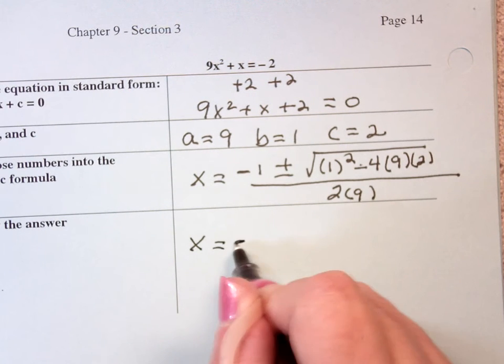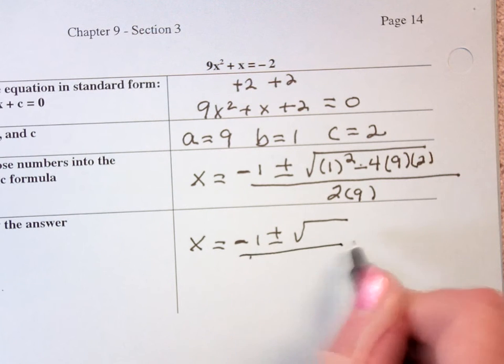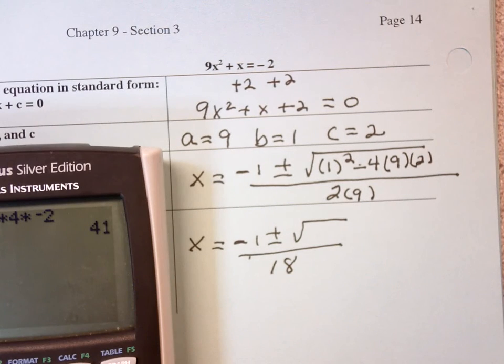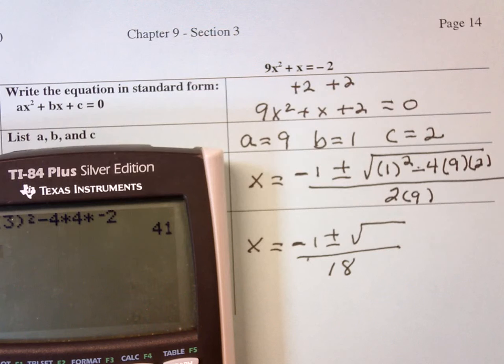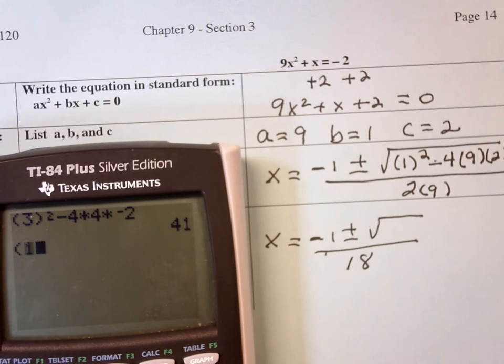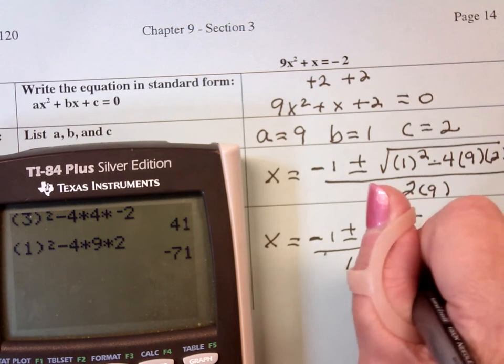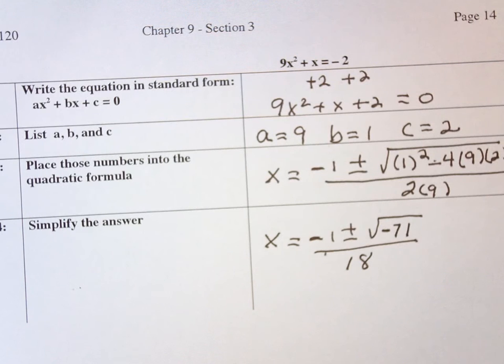Or x is minus 1 plus or minus the square root all over 18. And let's see what's under that radical. So, 1 squared minus 4 times 9 times 2, negative 71. Now 71 hopefully is prime.